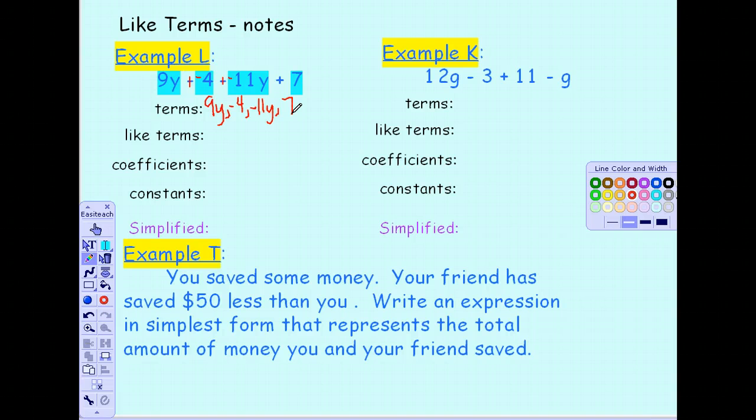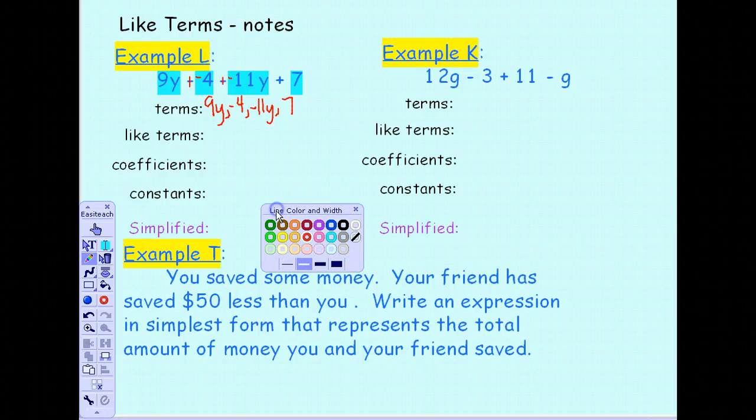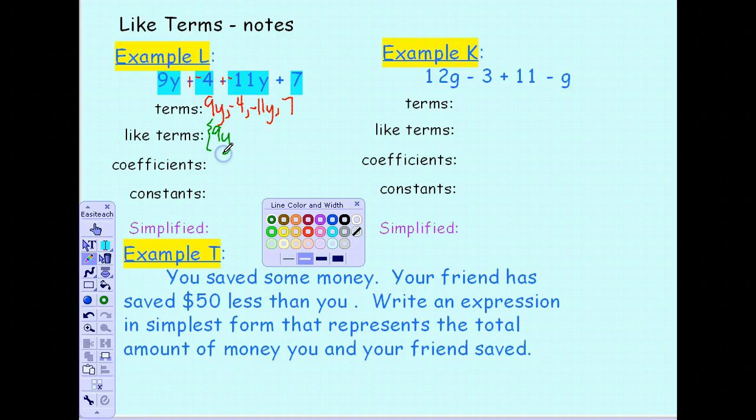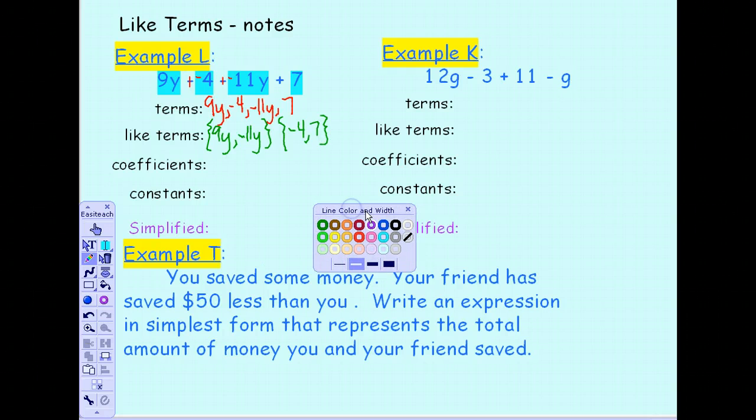Now we're going to separate our like terms. We're going to take those terms and group them by looking at which things are like. I'm going to put a little bracket symbol to show the separate groups. All of these with a y in them are going into one group. So the 9y and the negative 11y are one group. The other group is the negative 4 and the 7. Those actually have a special name. Those are called constants because they don't have any variables with them. So I'm going to take that negative 4 and 7 and write those down here in our constants row.